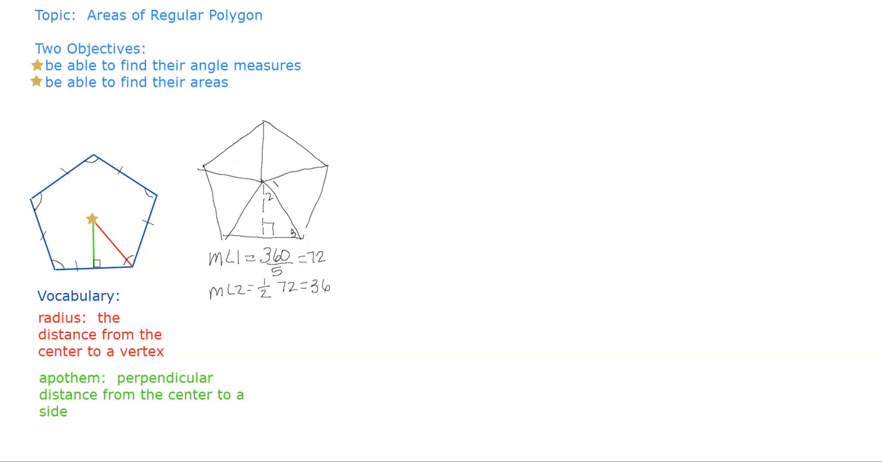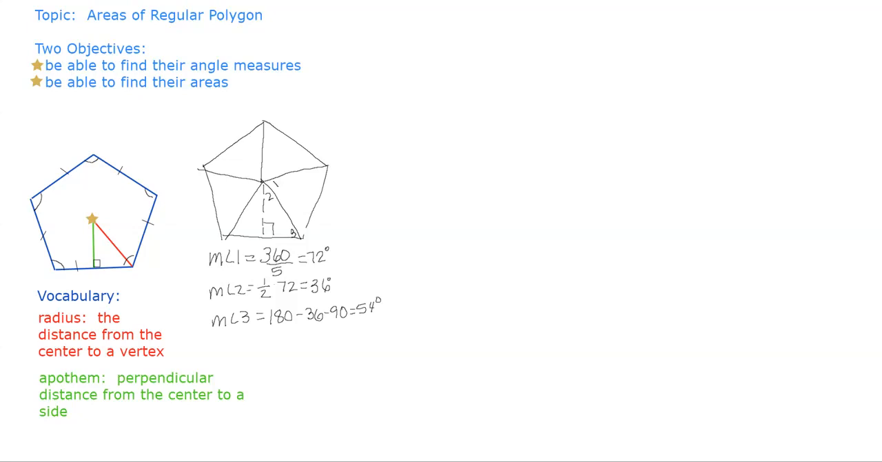Then the measure of angle 3, this angle right here. Remember the interior angles of a triangle add up to 180 degrees. So the measure of angle 3 is 180 minus 36 minus 90, which is 54. So the measure of angle 3 is 54. And remember, these are all degrees. So that's how you'd find the measures of the angles of a pentagon.